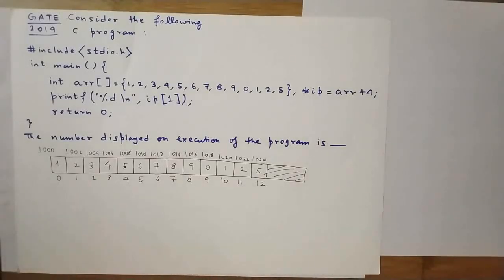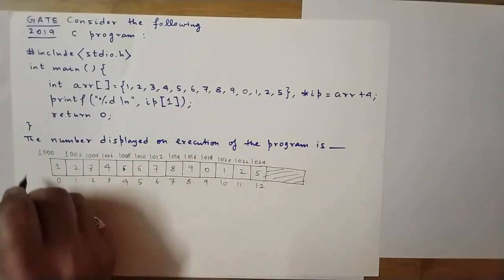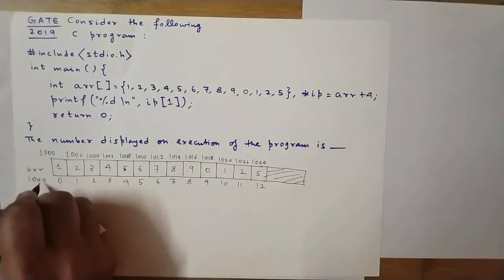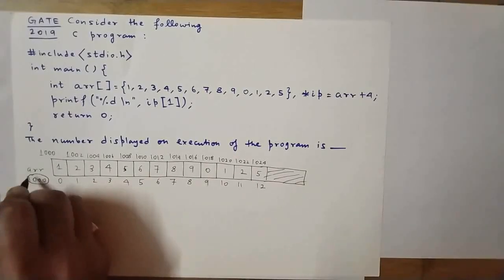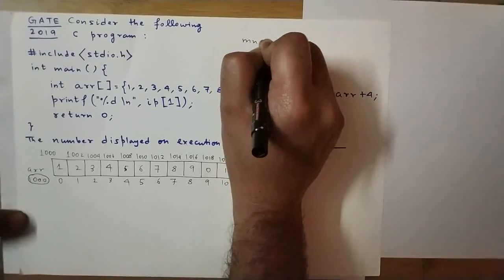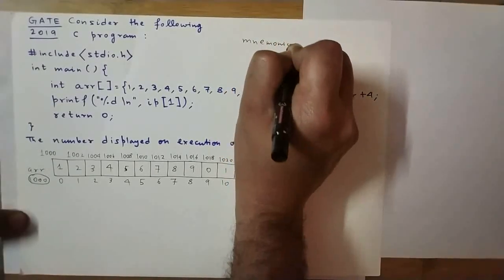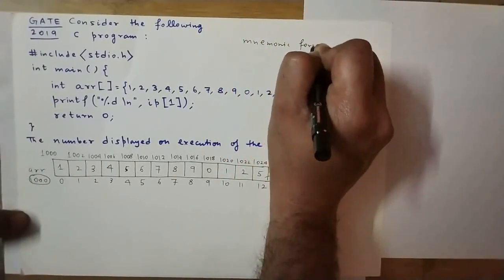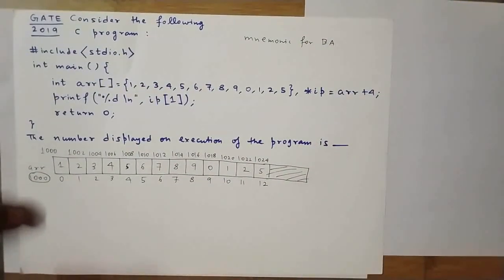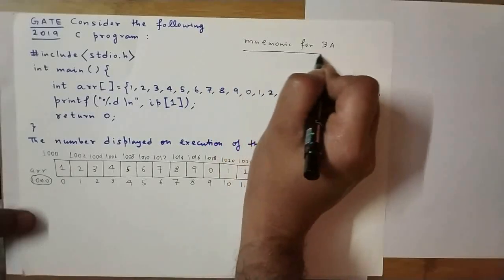Now, remember the name of the array. Here the name of the array that is given to us is arr. The name of the array, remember, is a mnemonic for base address. Always keep this in mind.